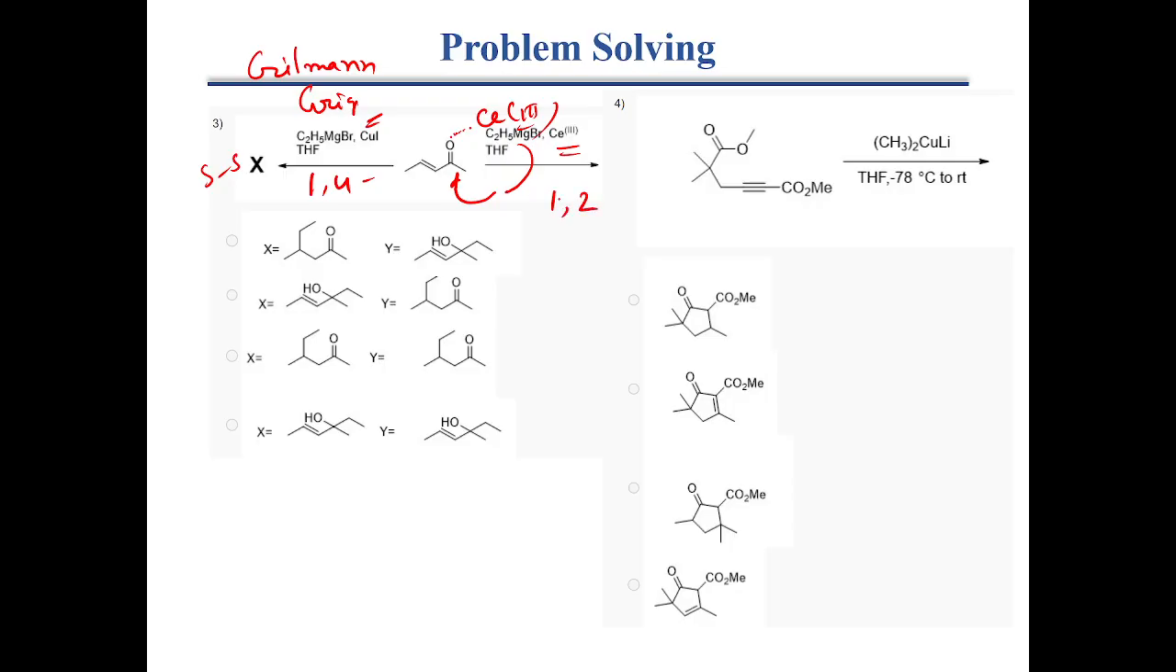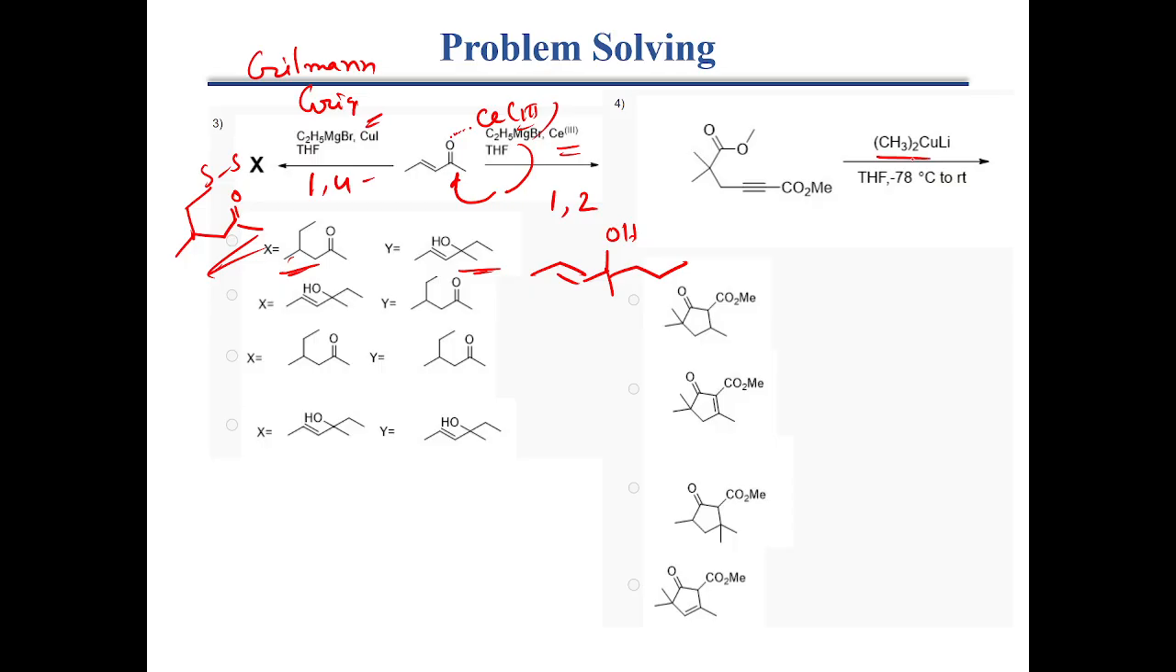This is 1,2 attack. So what happens if it attacks 1,2? Then this will give OH, methyl, and ethyl. And if it reacts by 1,4 addition, then the ethyl group, CH2CH3, reacts. The right answer is the first one. X is the 1,4 attack product, and Y is the 1,2 attack product.